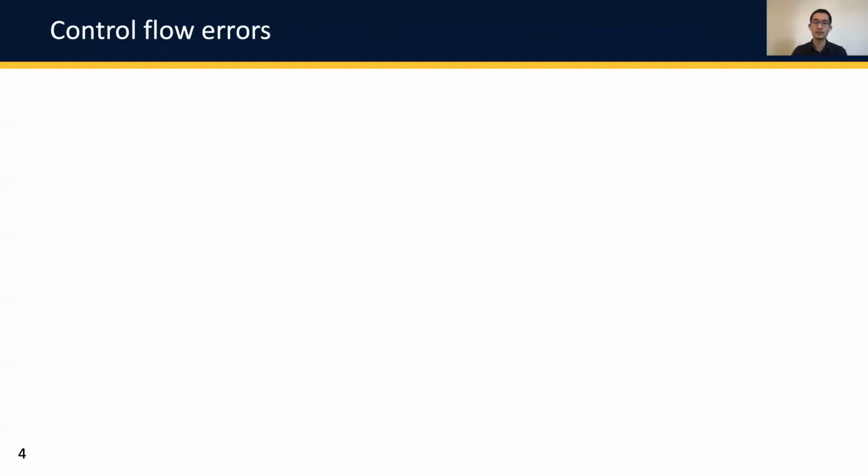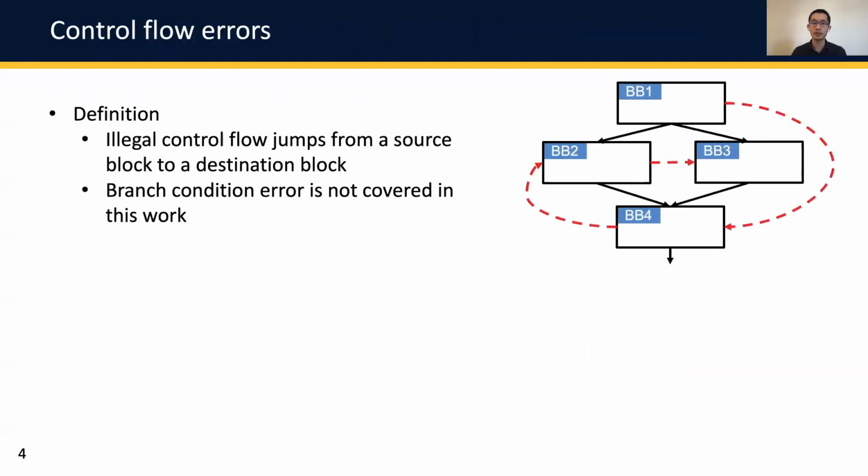A control flow error happens if there is an illegal jump from a source basic block to a destination basic block. A basic block is just a group of instructions with no branch in the middle. Some examples are shown in the right graph with the red dashed arrows. Note that if an error happens in a branch condition, which will cause legal but incorrect control flow transfers, we assume this type of error is covered by data flow protections and therefore not considered in this work.